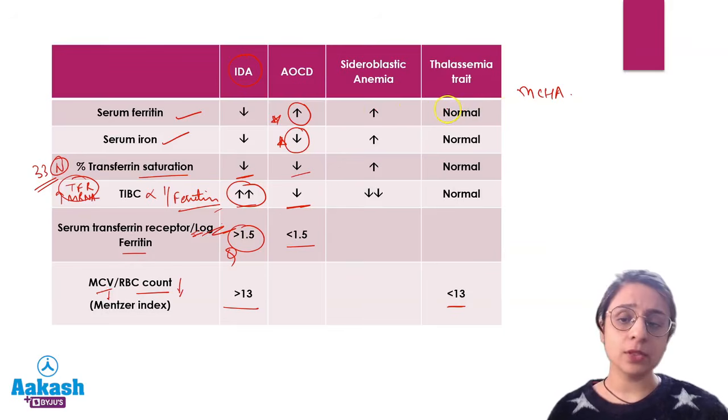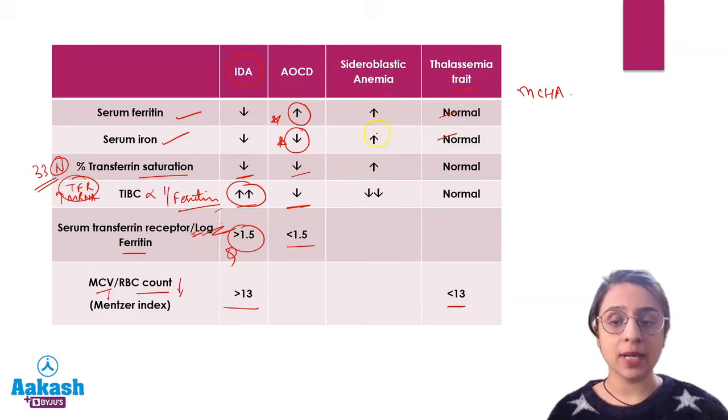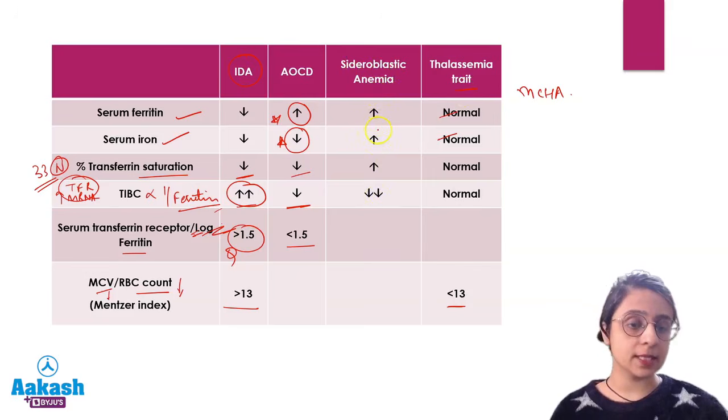Now nothing will happen to iron profile in case of a thalassemia trait. So ferritin, iron, everything will be normal, at least in a trait patient, right? But in major patients, iron and ferritin will be increased. Now moving on to the next, sideroblastic anemia. We will be discussing sideroblastic anemia in our next slide.